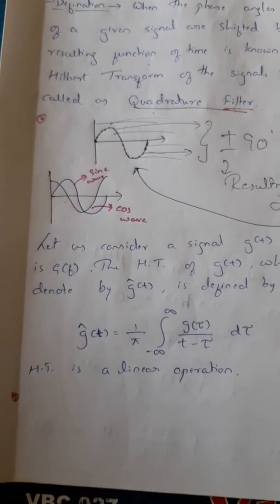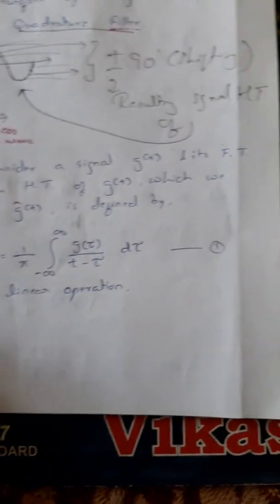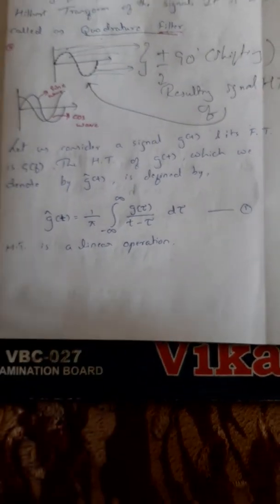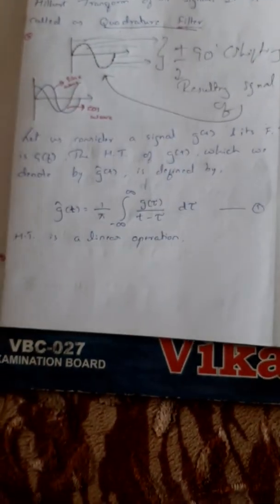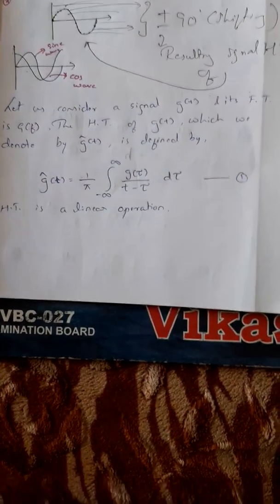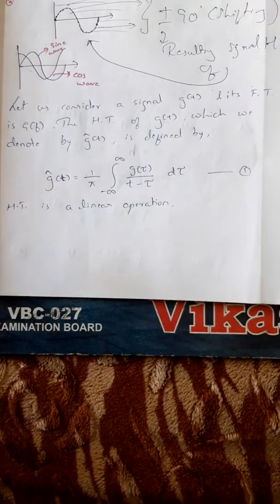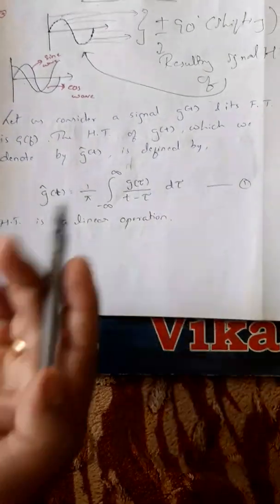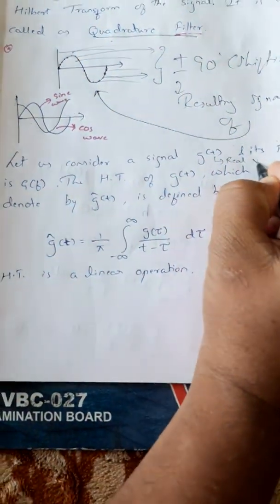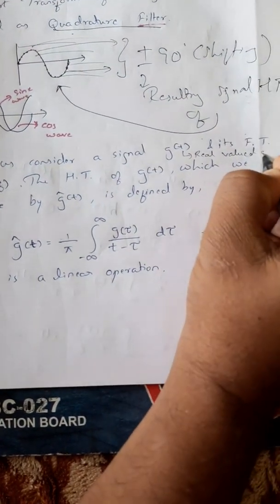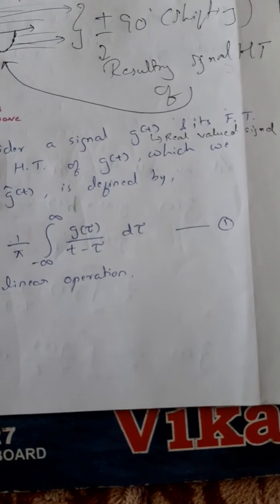After dealing with the definition, let us start with the derivation. It's not really a derivation, just a set of equations. So let us consider a signal g of t. I am going to consider this signal as a real valued signal. So the question arises, what do you mean by a real valued signal?